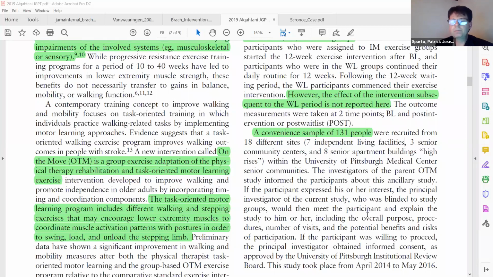You can see here in the right-hand column that there was a total convenience sample of 131 people. And this is out of a total group of close to 300 people in the full study.